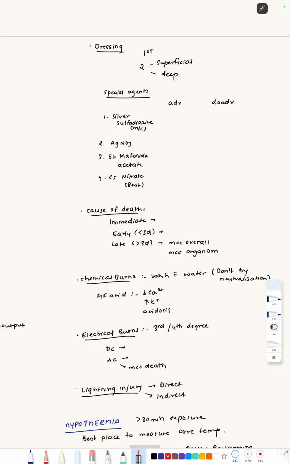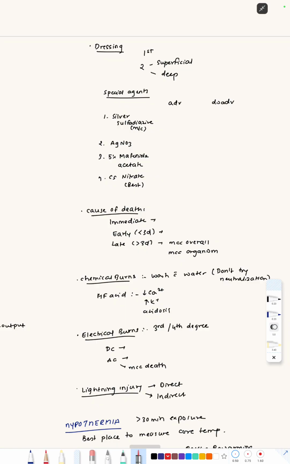Then the silver nitrate, again the same advantage, but the disadvantage is black staining. Then 5% mafenide acetate, it penetrates the scar, but however it is painful in application and metabolic acidosis can precipitate. The best cream overall is going to be cerium nitrate. The only disadvantage is it's expensive in nature, otherwise the advantage is it also acts as an immunomodulator.